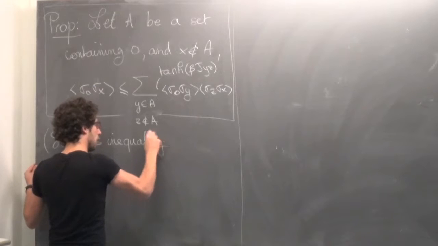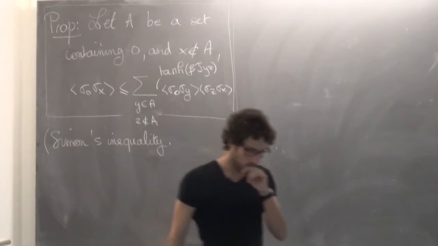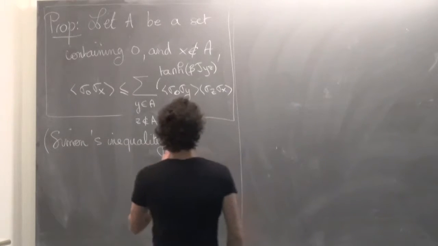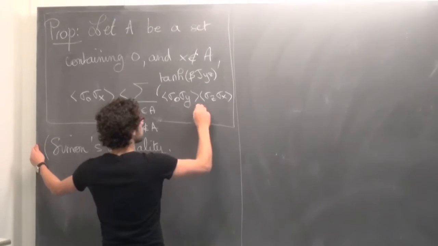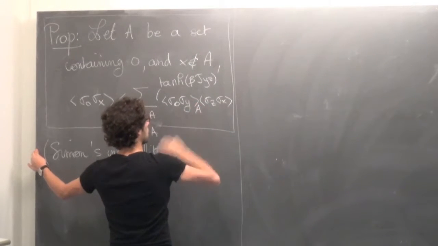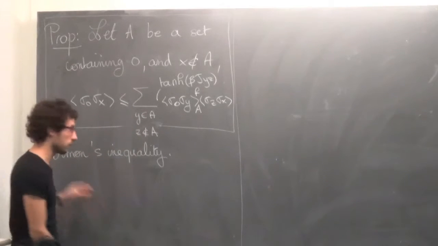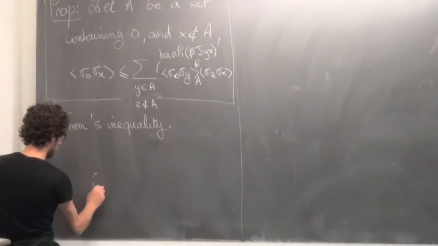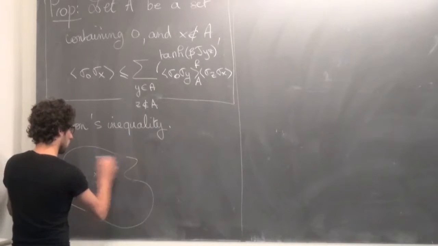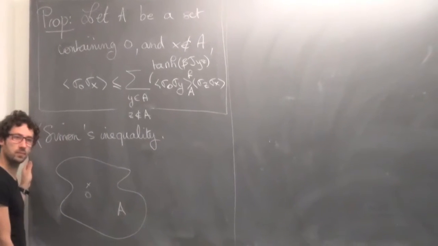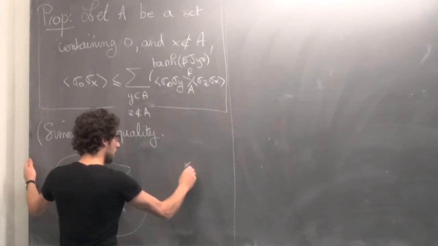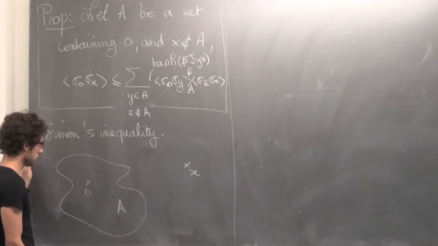I'm going to prove a slightly different inequality. And in fact, let me even give you the true one. So the true one is that here you can even add that you look at the small graph. So what does it mean? It means you have 0. You have a set A. You have x, which is not in A.